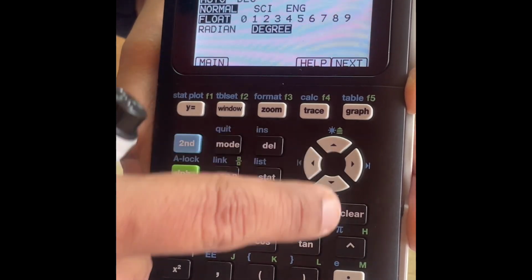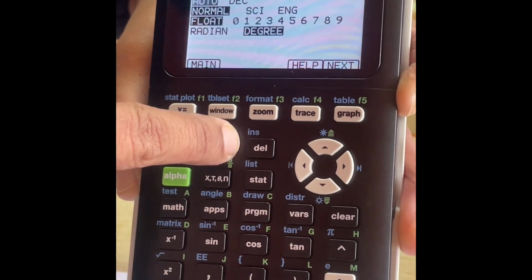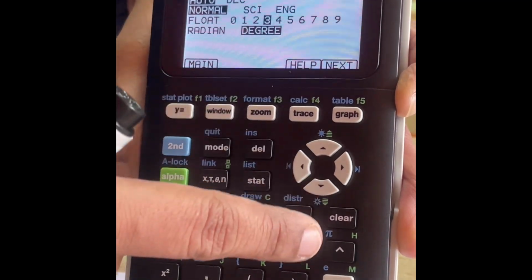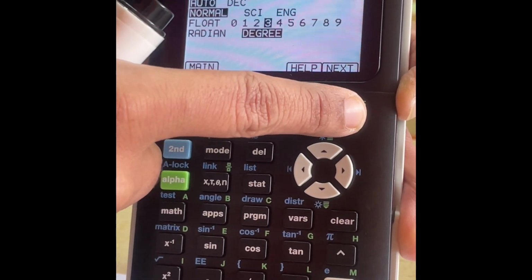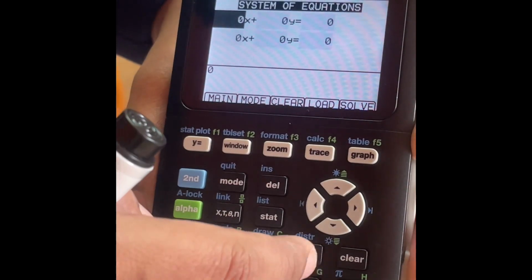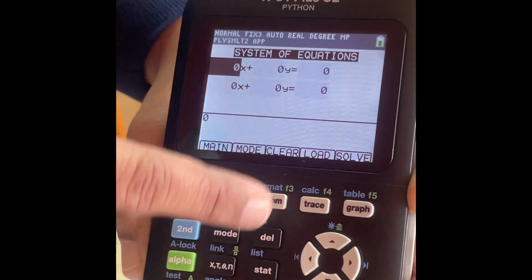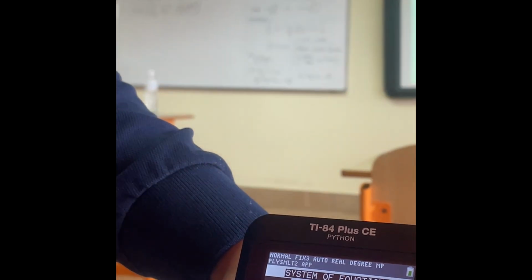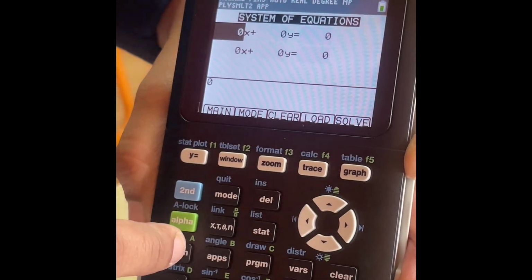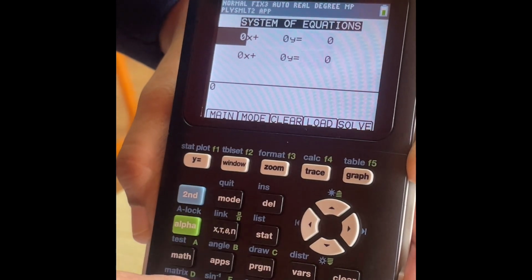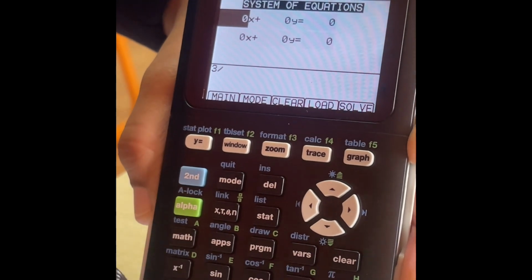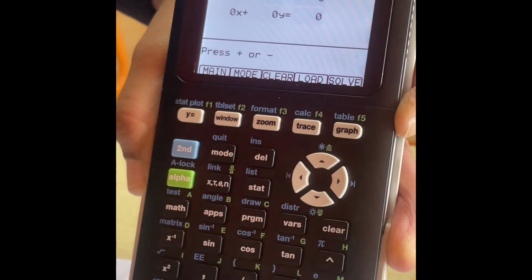So you need to choose polyroot. No, we need to choose simultaneous equation. So enter 2 and we have 2 equations. Then choose the number 2. Next you need to type the equation. It will be in this form. So the first equation is 3/4, right? So 3 divided by 4. You can use that one and enter.